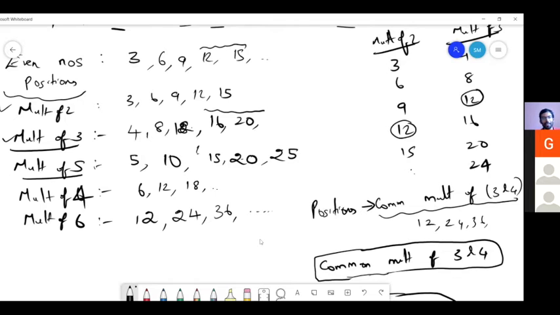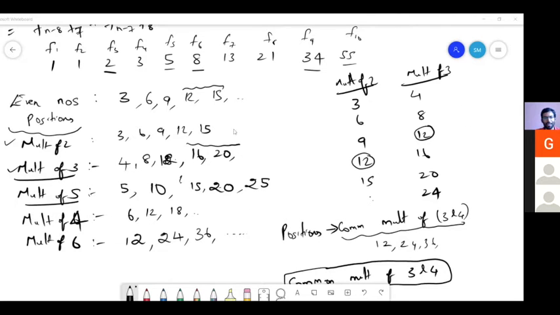Interesting. So from all this data, can you make any generalization? Can you make any general statement? What is happening here? It looks a bit random, or is it random, or is there any structure to it? So multiples of 2 lie in positions that are multiples of 3. Multiples of 3 lie in positions that are multiples of 4. Multiples of 5 lie in positions that are multiples of 5. Multiples of 4 in multiples of 6. Multiples of 6 in multiples of 12.